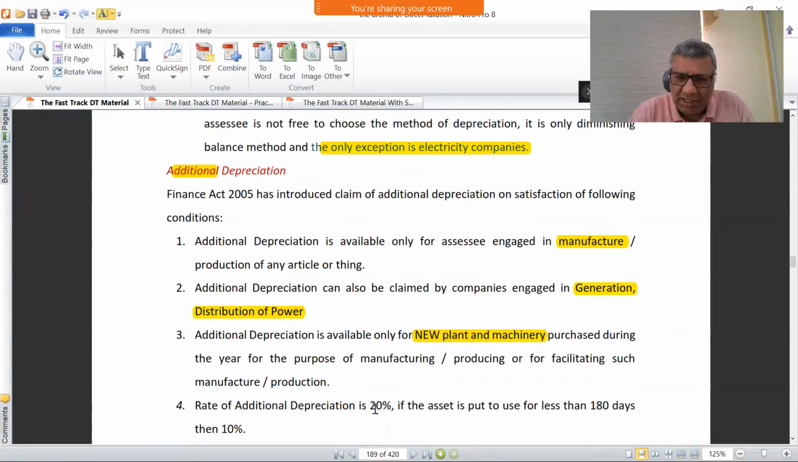Rate of additional depreciation is 20%. And if the asset is put to use for less than 180 days, 10%. Repeating, income tax law says rate of additional depreciation is 20%. Income tax law also says if the asset is put to use for less than 180 days, only half of the eligible depreciation can be claimed.